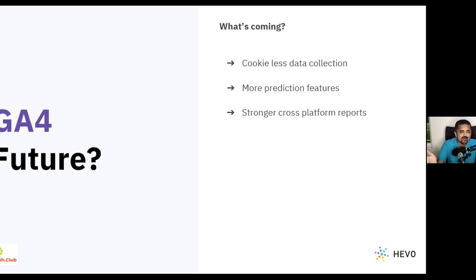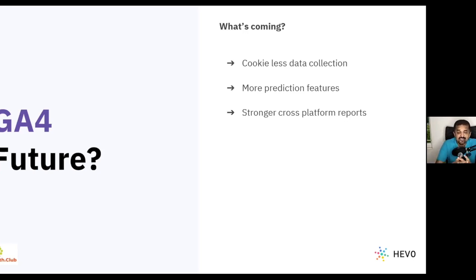It's named FLoC, which is Federated Learning of Cohorts. But that's the subject for another session, guys, not for this one. So as third-party cookies go away, it's going to be hard to stay on Universal Analytics because it may not make a lot of sense.